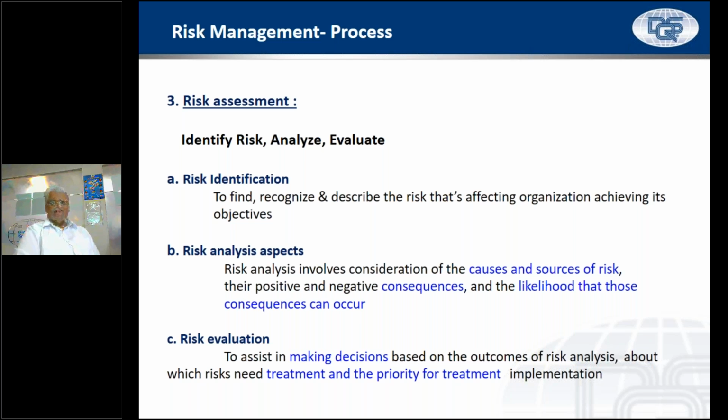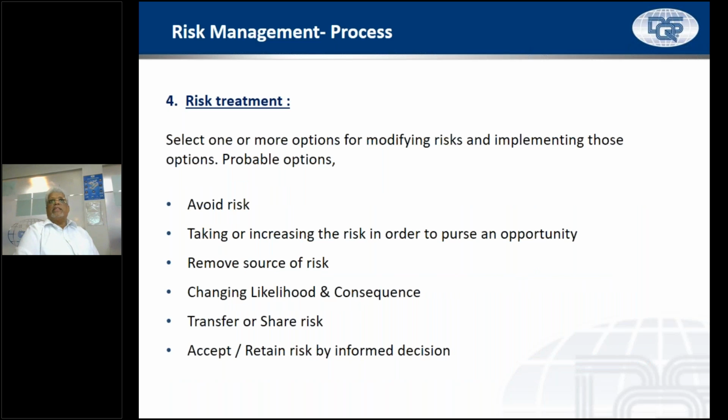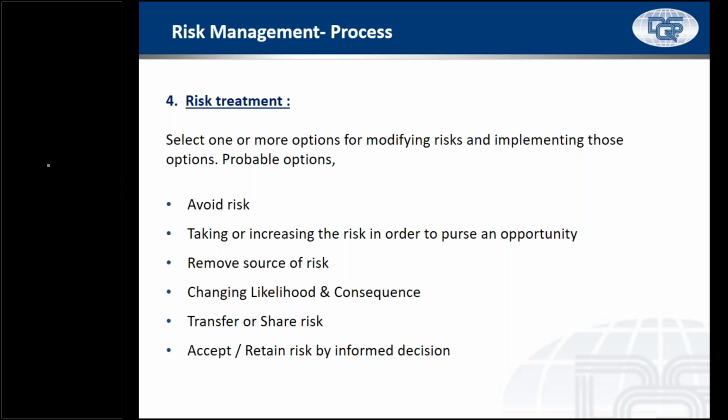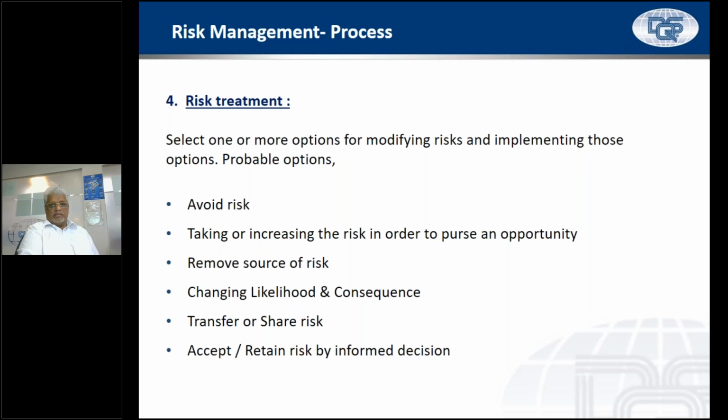Many times it may not be that difficult to assess a risk and come to a conclusion, but it becomes a challenge when it comes to implementation. So it is necessary to understand the importance. Then comes the risk treatment process. An organization may end up selecting one or more options for modifying a risk and implementing the actions. Probable options could be, if possible, avoid or eliminate the risk. Even in the hierarchy of controls in the OHS management system or environmental management system, the first option is to eliminate, avoid.